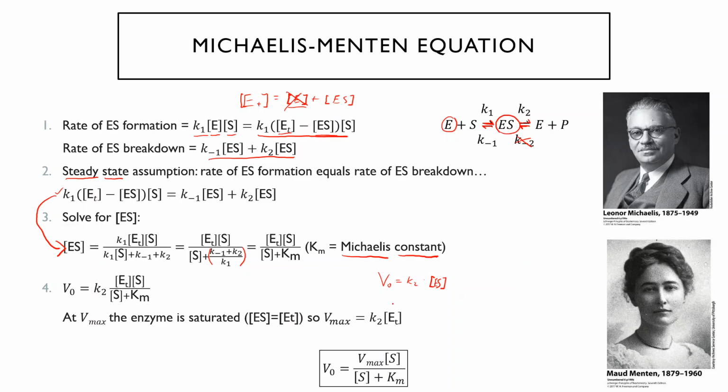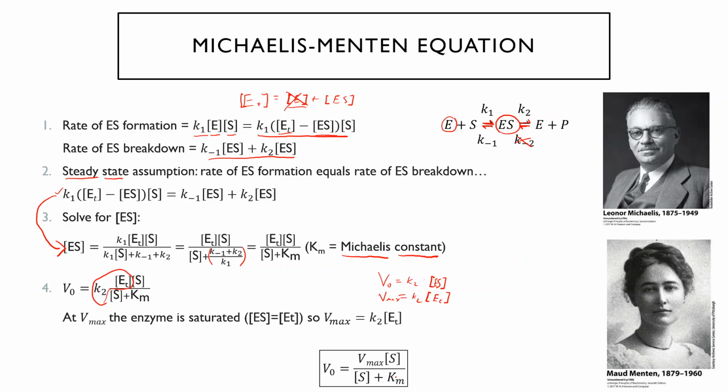So what that means is we can change this and say V0 is just equal to K2 times the total enzyme concentration. And the reason that's helpful is that then we can say Vmax equals K2 times the total enzyme concentration. So we can come over here, because we have K2 times total enzyme concentration in this region, and we can replace that with Vmax. So now we have V0 equals Vmax times substrate concentration divided by the sum of substrate concentration and Km.